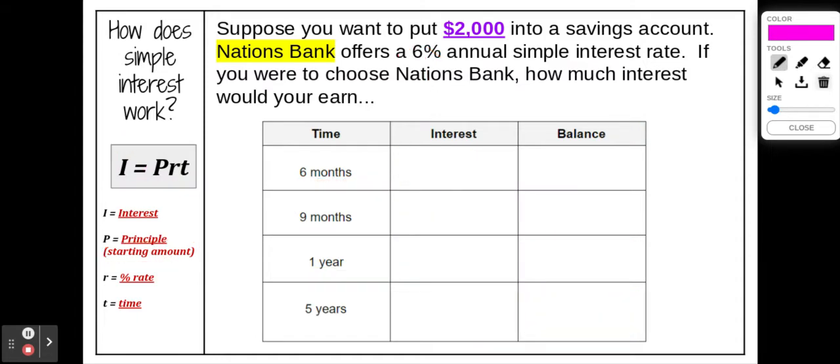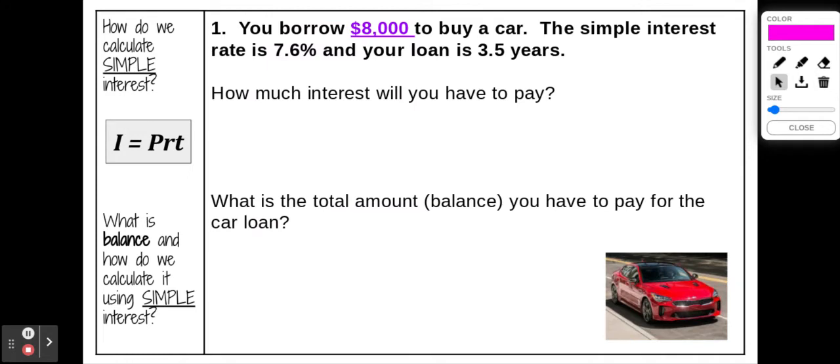All right, let's take a look at some examples together. Here is example number 1. Let's say you're borrowing $8,000 to buy a car. So you turn 16, you want to buy this car, it's $8,000. So you go to the bank and you ask to borrow money.